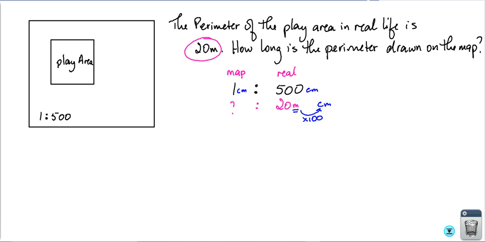So I'm going to write down the statement again. 1 centimeter on the map is equal to 500 centimeters in real life. So 2000 centimeters in real life is equal to how much on the map? And that's 2000 divided by 500. And dividing 2000 by 500, I get 4 centimeters, which is the total perimeter of the playing area drawn on that map. That was our last example for this lesson.